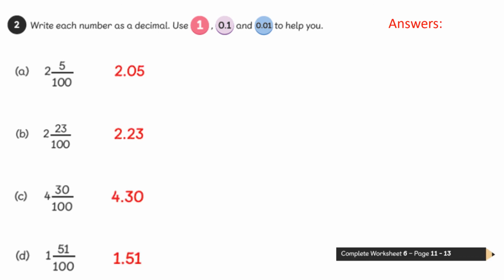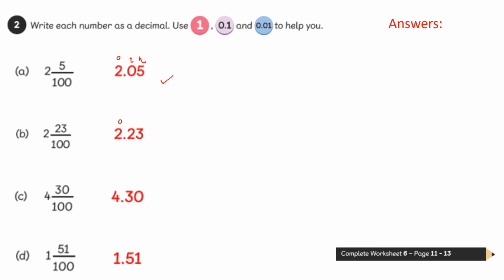Okay guys, it's answer time for question 2 of guided practice. So let's start off with question A. We had to write 2 and 5 hundredths as a decimal. So we can see here that actually that 2 is 2 ones. We know that there's 0 in the tenths column, and we know we've got 5 hundredths. So your answer would have been 2.05. Fantastic.